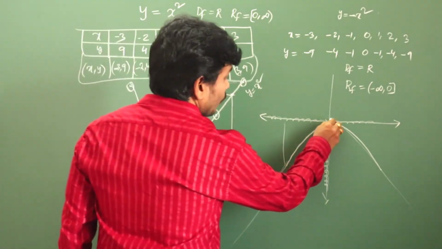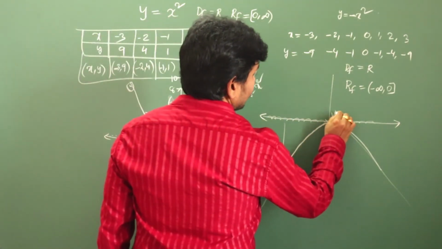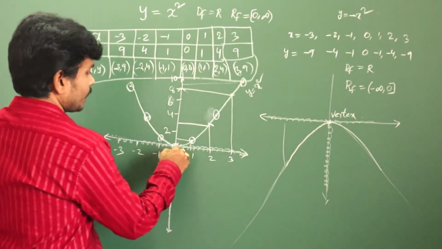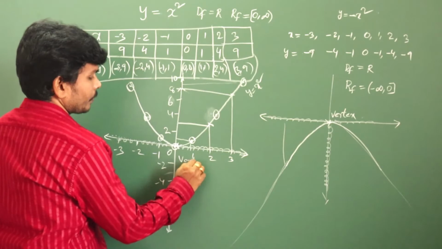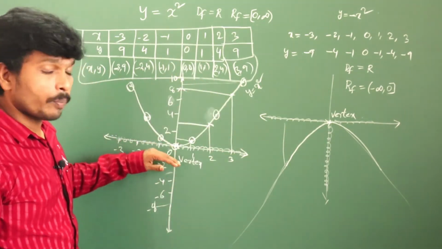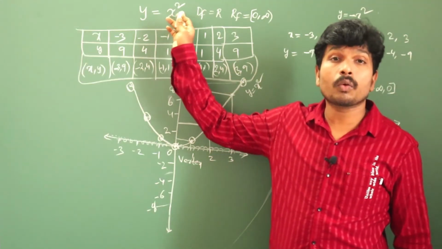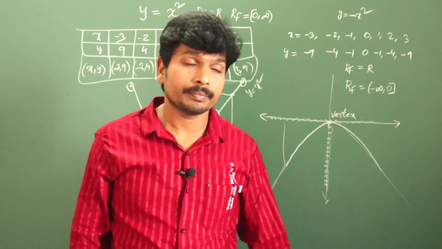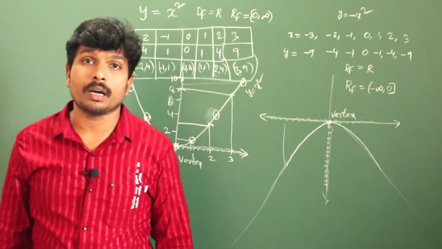And this turning point we call the vertex. This turning point we call a vertex. Here, what is the vertex? This is the vertex. The turning point is called the vertex. When will you get the graph opening upwards? When the x square coefficient is positive, a is positive. When will you get it opening downwards? When the x square coefficient is negative.